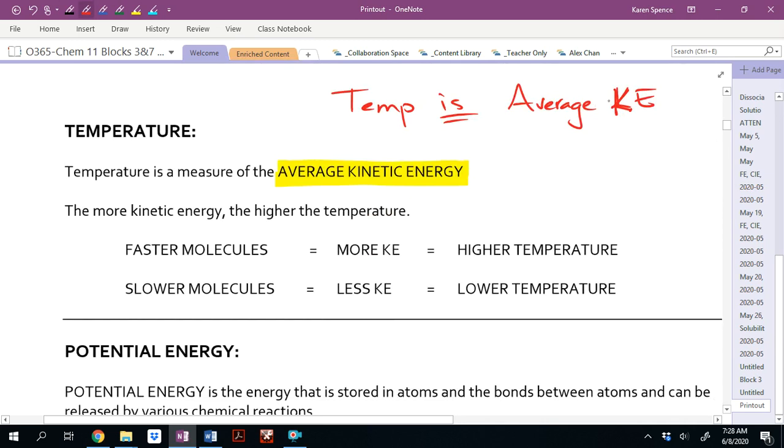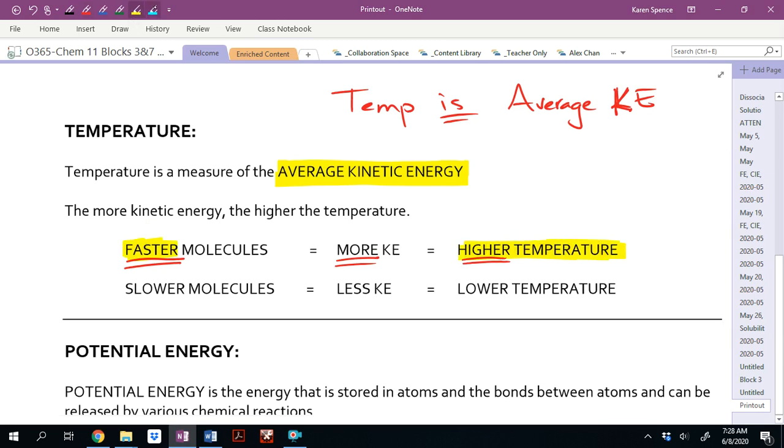And if temperature is the average kinetic energy, if you have faster molecules, there's going to be more kinetic energy, and so the temperature is going to be higher. So faster molecules means a higher temperature.